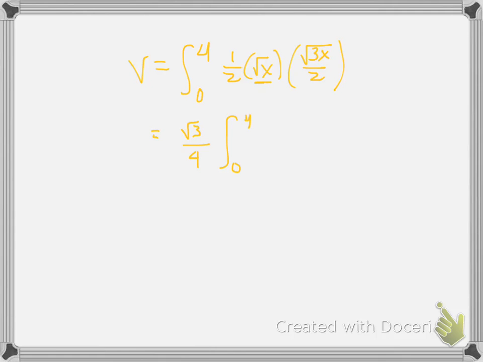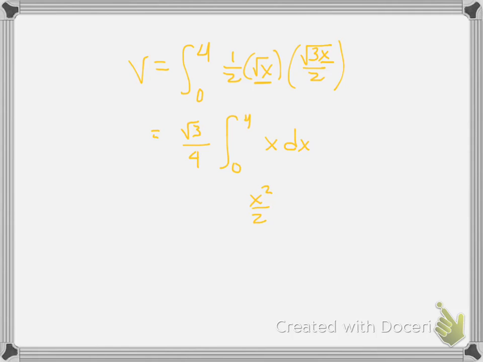Let's find the volume. So the volume is going to be the integral from 0 to 4 of 1/2 times the base, which is radical x, times the height, which we just said is radical 3x over 2. Looking very carefully, I can pull out a constant here. I can pull out radical 3 over 4, and then just integrate radical x times another radical x, and lo and behold, guess what you have again? X. So we've seen this before.